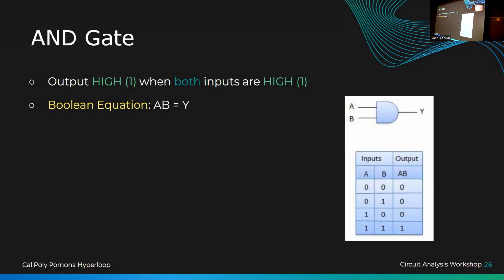So the AND gate makes sure that both switches are closed for current to travel from point A to point B. And that's the Boolean expression and the truth table.